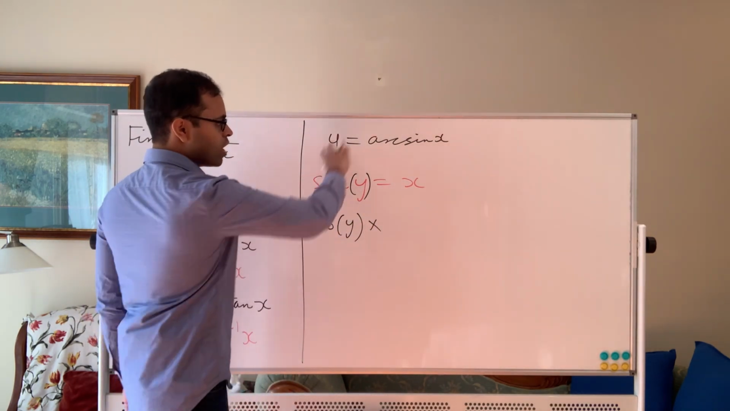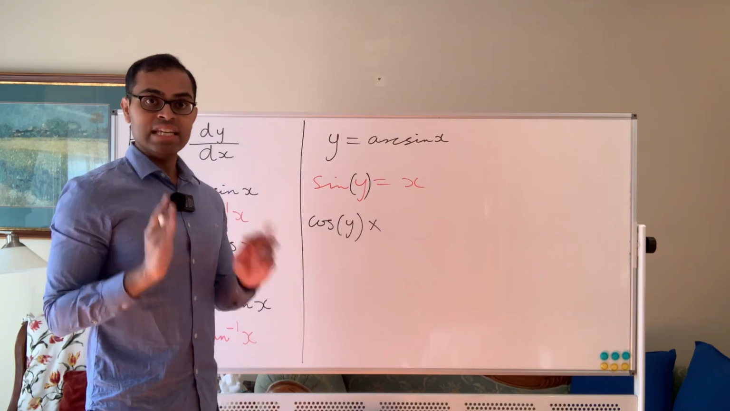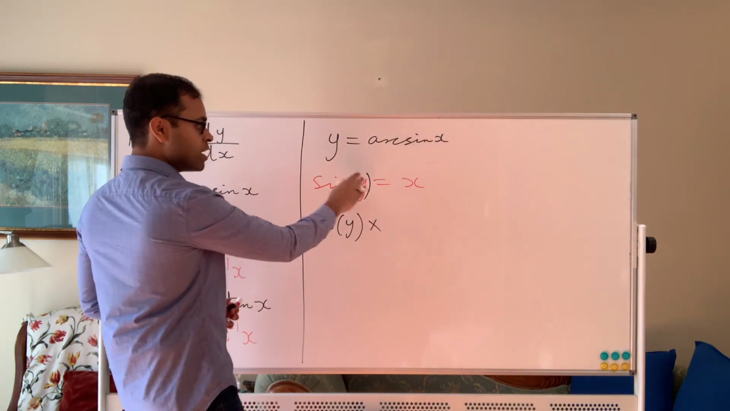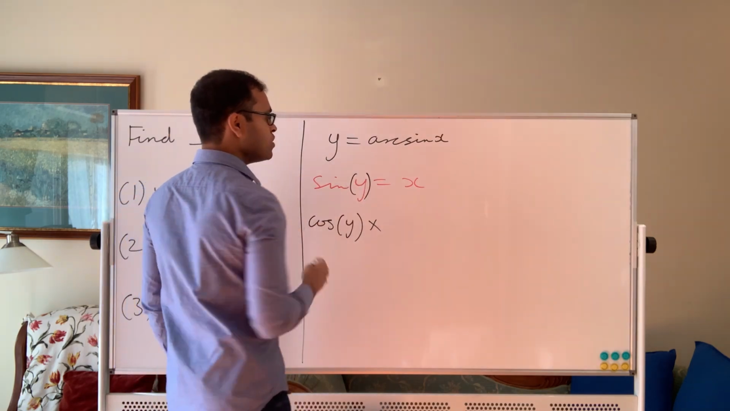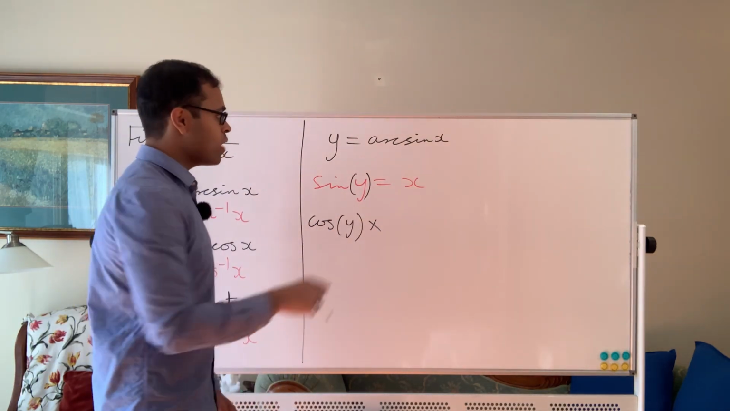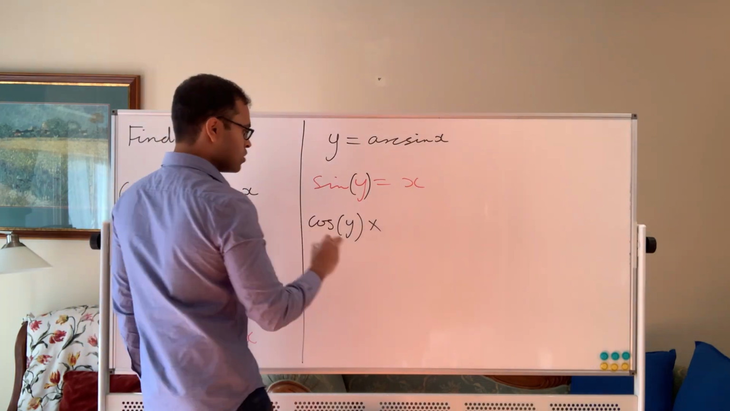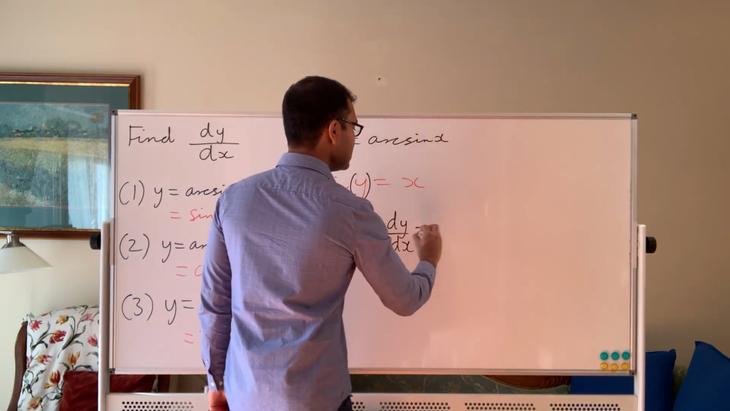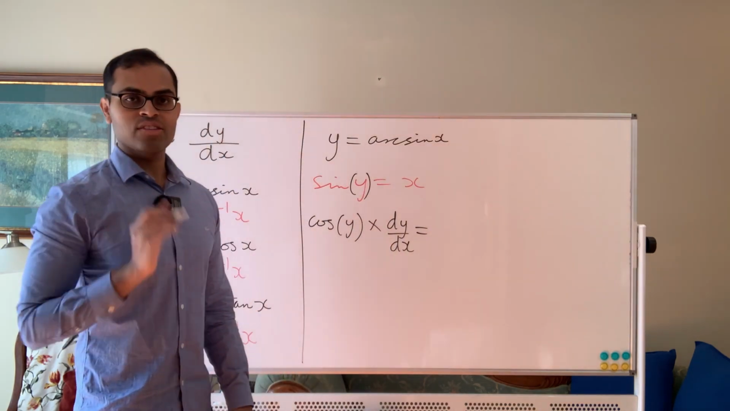Whatever that is, we don't know, but that's needed because it's a chain rule. It's not sine x. You're differentiating with respect to x. It's sine of something. If it was sine of x squared, you'd say cosine x squared times 2x. You differentiate the x squared. It's the same business here. So you get cosine y times dy dx, and that is equal to the derivative of x with respect to x, which is just 1.